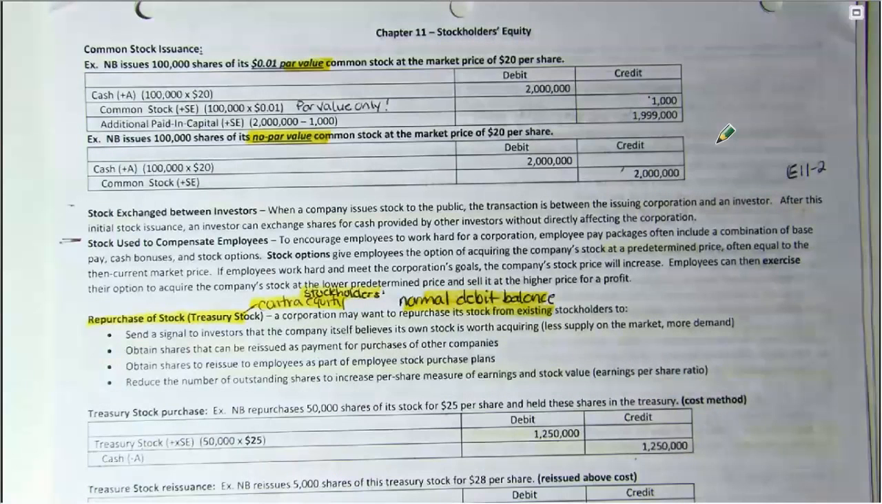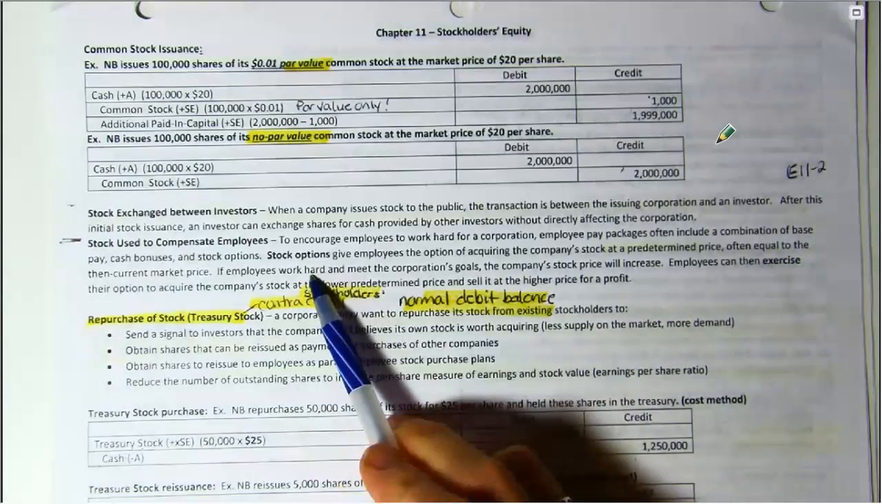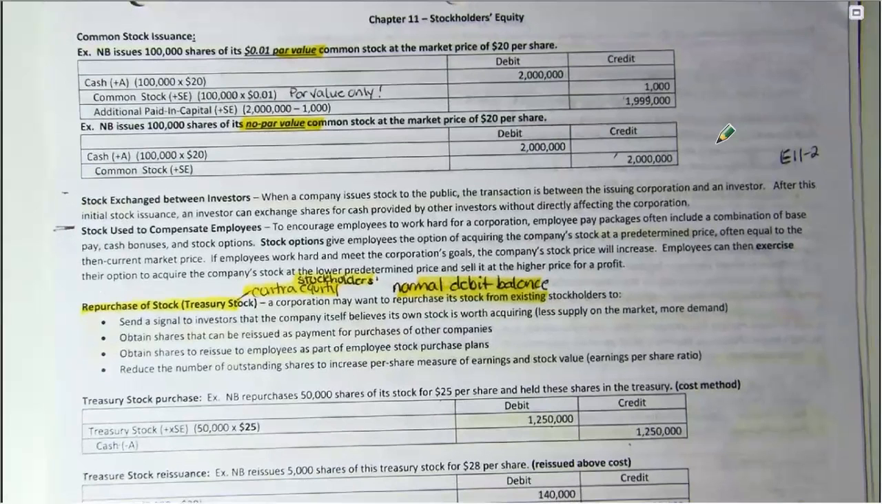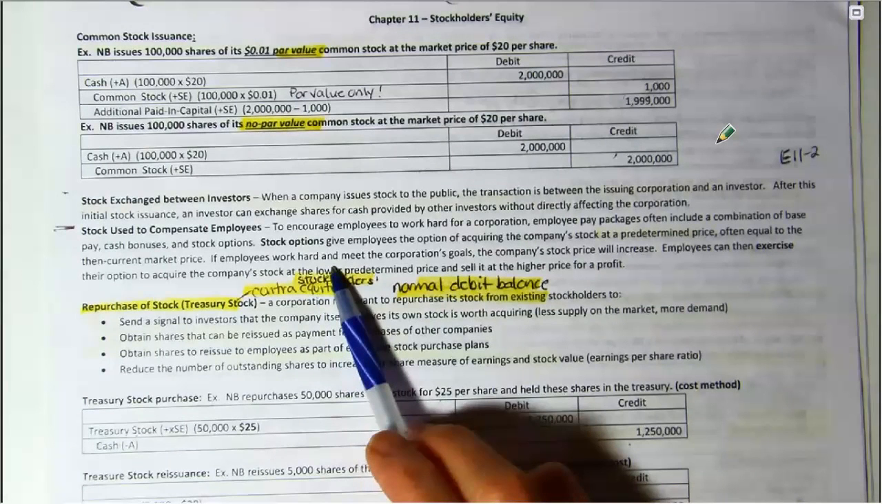Now let's talk about stock used to compensate employees. And this is not usually used for hourly wage workers. This is used for people who are higher up in the corporation. We want to encourage employees to follow the corporation's goals and objectives, because the people who run it believe that by following the objectives and goals of the corporation, the company will be successful and the stock price will increase. So what they do is they offer them a little bit of a sweetener by giving them stock options. It's part of their pay package.